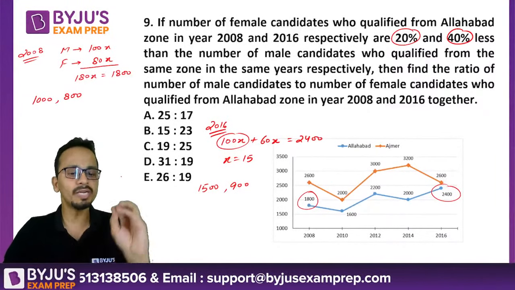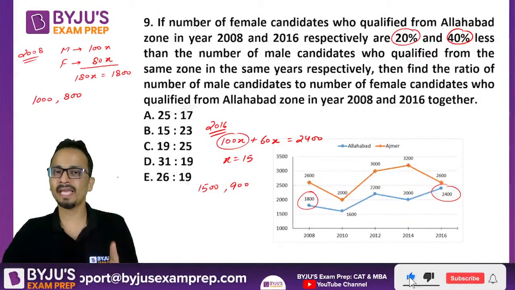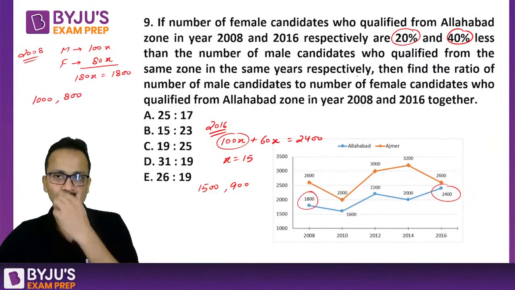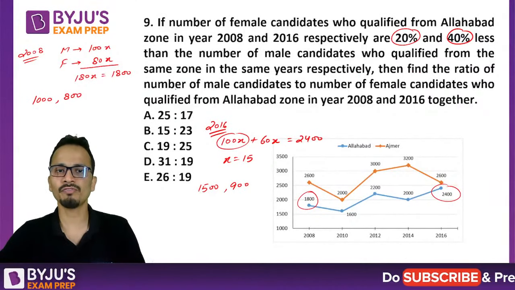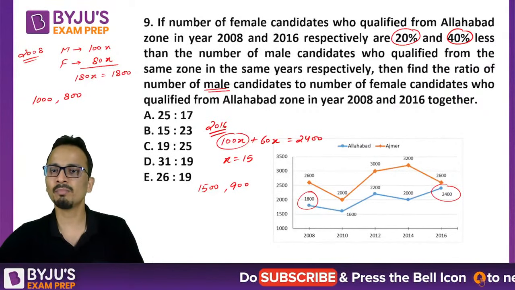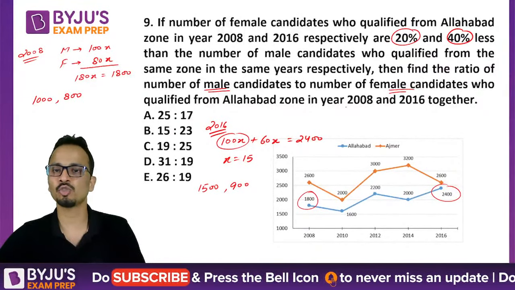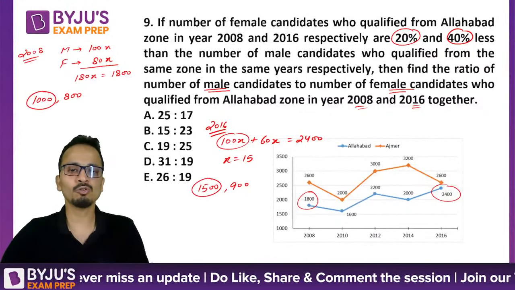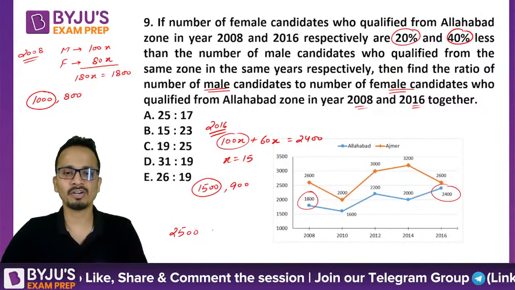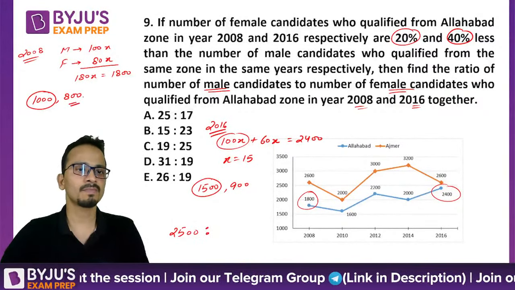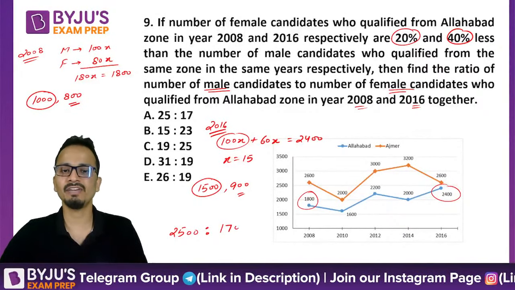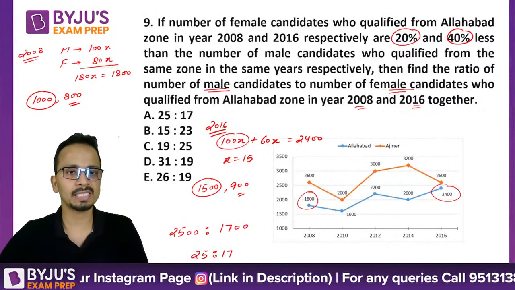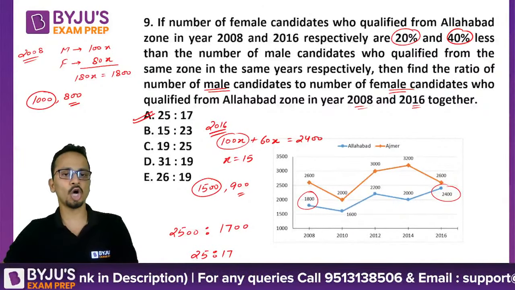Okay, so I have calculated the number of males and females respectively in both the years 2008 and 2016 for Allahabad. Now what I have to find out is the ratio of the number of male candidates to the number of female candidates who qualified from the Allahabad zone in 2008 and 2016. So how many total males are there? 1000 plus 1500, that is 2500, and the total number of females is 800 plus 900, that is 1700. So the ratio is 25 is to 17, and yes, this is among the options. So the correct answer is option A.